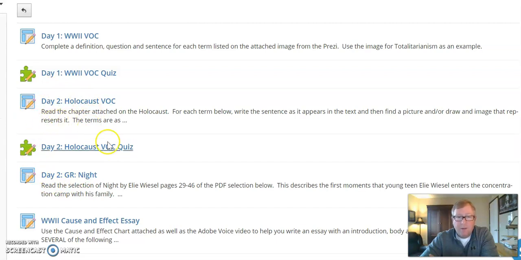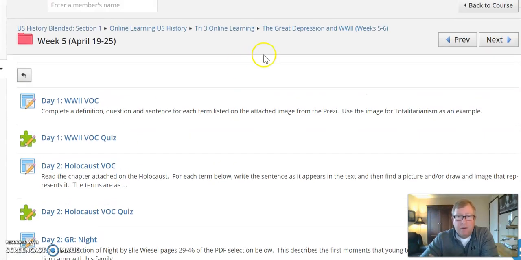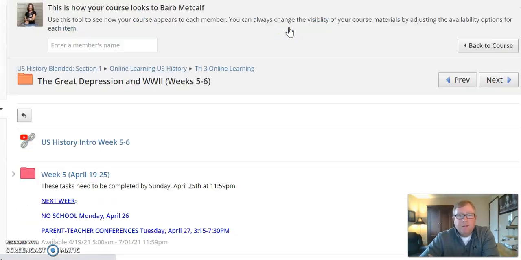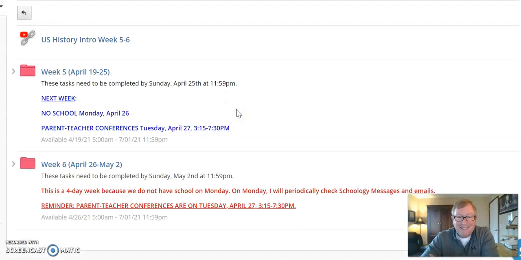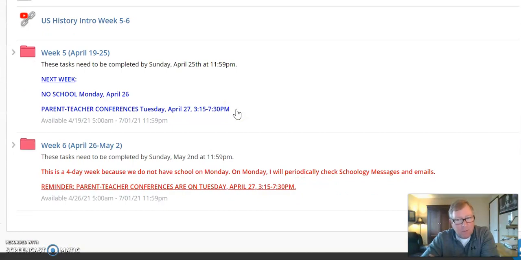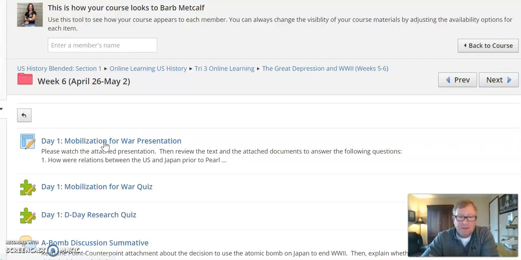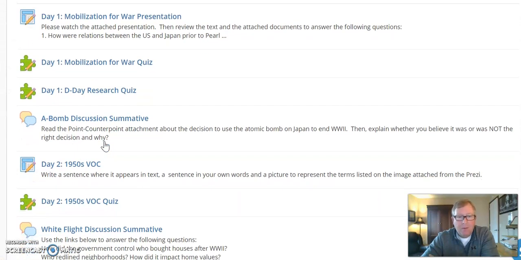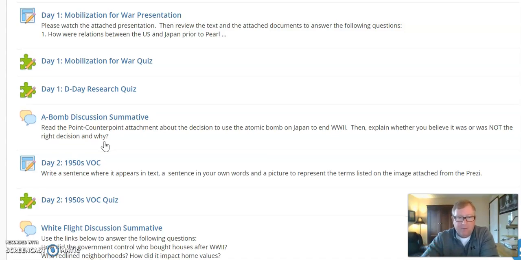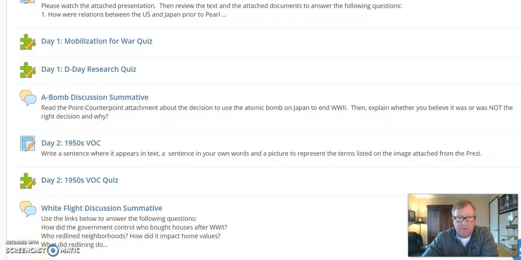The Holocaust vocabulary and this quiz are pretty short. It's not intended to take you too long. It's just going to kind of guide you through the information. Now, this is also going to talk about week 6, which is also kind of a different week because we do not have school Monday. So in this instance, everybody's going to kind of follow the same idea as far as what you need to do for day 1 and day 2. But it's going to be kind of different for those of you in 3rd and 5th.